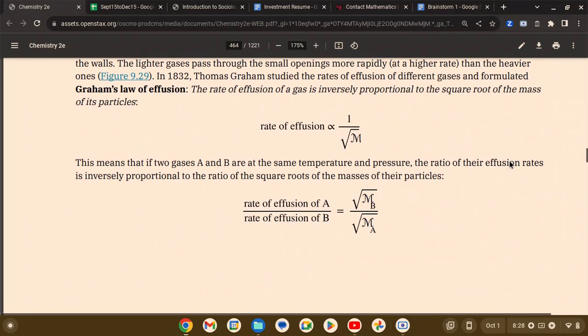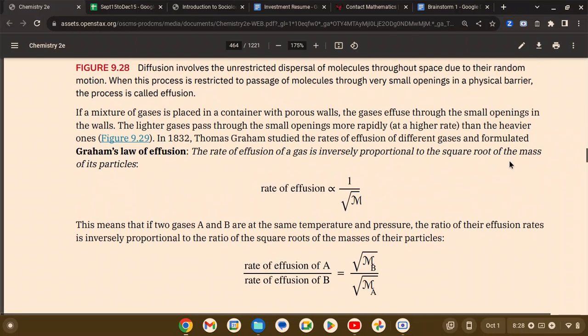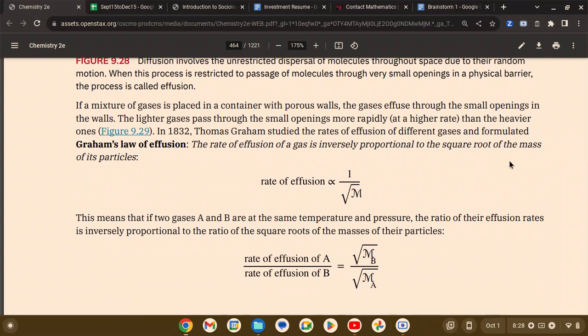Graham's law of effusion. If a mixture of gases is placed in a container with porous walls, the gases effuse through the small openings in the walls. The lighter gases pass through the small openings more rapidly than the heavier ones. In 1832, Thomas Graham studied the rates of effusion of different gases and formulated Graham's law of effusion. The rate of effusion of a gas is inversely proportional to the square root of the mass of its particles.